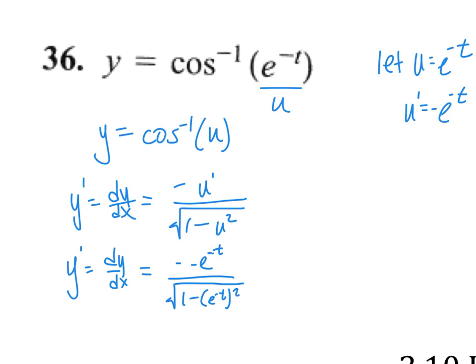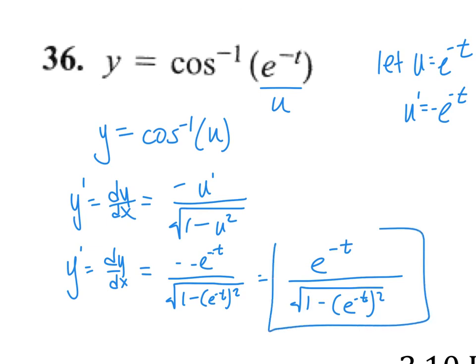We could simplify that just a little bit and say that's positive e to the negative t divided by the square root of 1 minus the quantity e to the negative t squared. So that's my derivative of that.